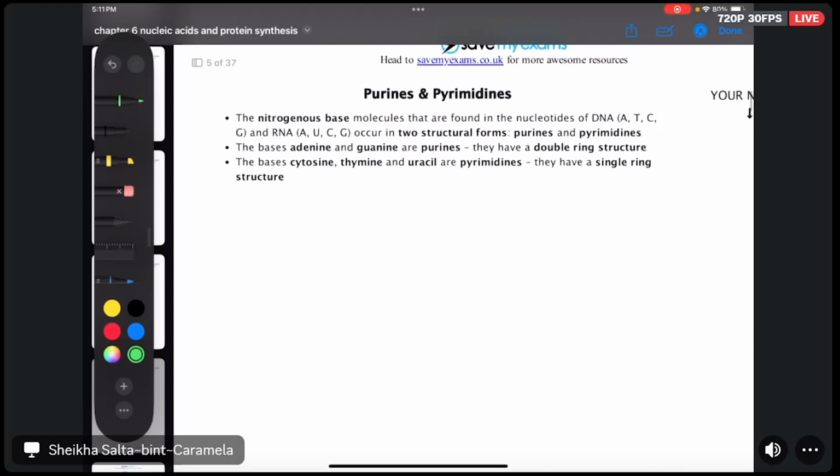Then the nitrogenous bases are adenine, guanine, cytosine, and uracil, and also thymine. DNA has adenine, thymine, cytosine, and guanine, and then RNA has adenine, uracil, cytosine, and guanine. The bases are paired in a purine and a pyrimidine structure.